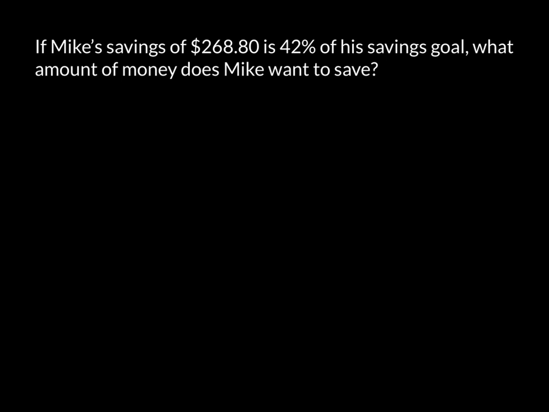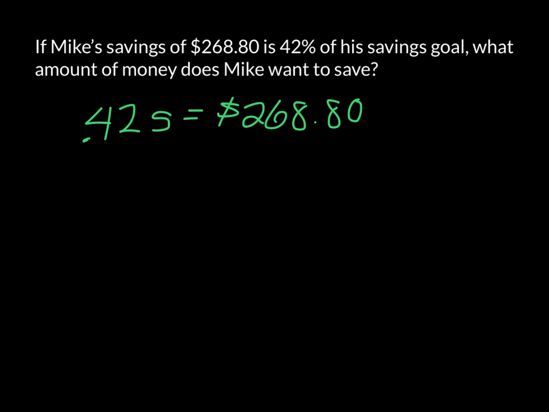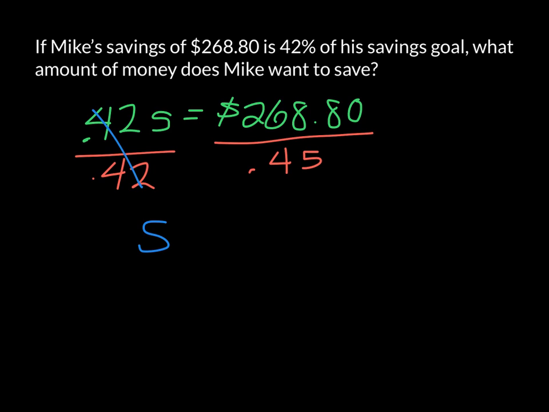Alright, I'm going to solve it using an equation, but just check to see if your answer came out the same as mine. So I would say 42%, I'll make that a decimal, times S equals $268.80. Then I divide both sides by 0.42. S is by itself. Divide this side by 0.42. And when I divide that out, I get $640 is how much Mike is wanting to save.